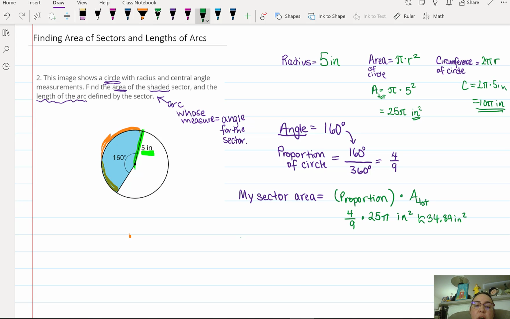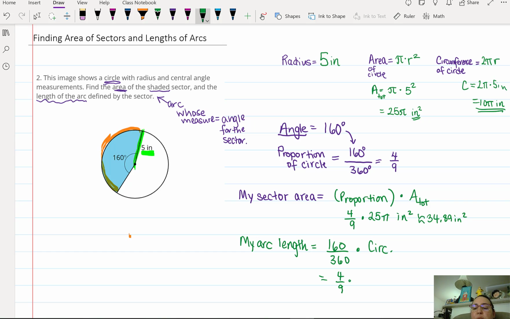Then for my arc's length, the arc we're talking about here is the arc that goes around that shaded sector. So I'm highlighting it in orange here. My arc length, I'm going to take that same proportion, 160 over 360, and I'm going to multiply it by the circumference. So we get 4/9 times 10 pi inches, which is 40 pi divided by 9, about 13.96.